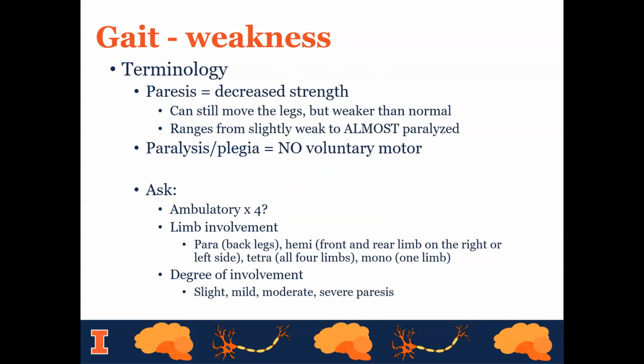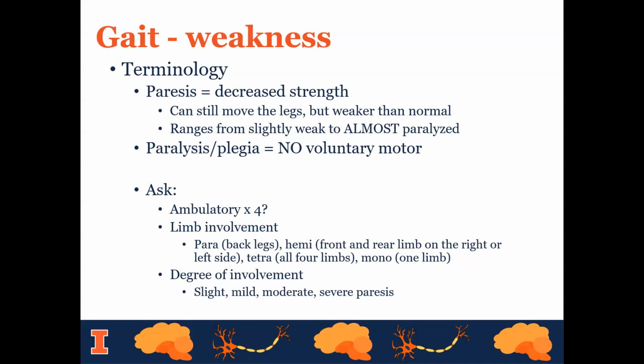So just a little terminology for weakness. We think of paresis as a term just to describe decreased strength, but there's still the ability for that animal to move their legs a little bit. So it just means they can move their legs, but it's weaker than normal. And this can range everywhere from a dog who just has a little trouble jumping up on the couch, but is otherwise walking around okay, to an animal who cannot stand up in the back legs and is barely moving those back legs, maybe a slight shuffle when you're asking them to try to move across the floor.